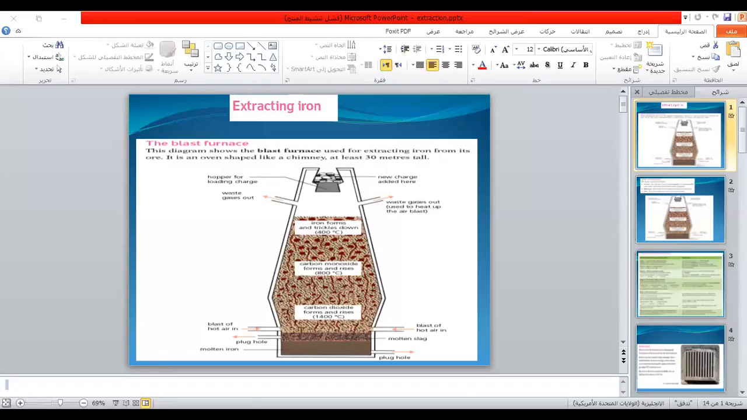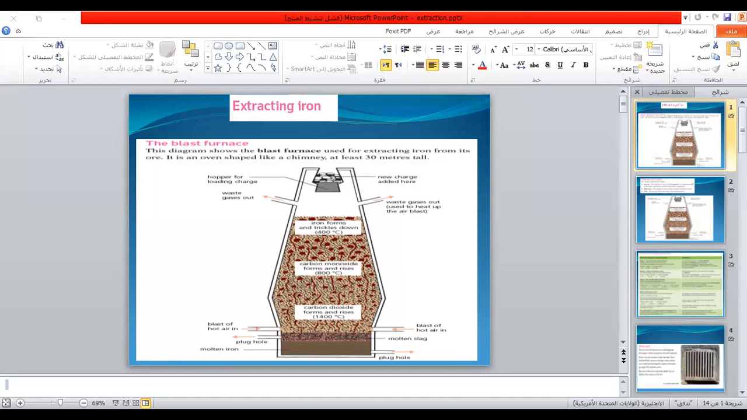Bismillahirrahmanirrahim. Today I'm going to talk about extraction of metals: extraction of iron from its ore, and extraction of aluminium from its ore. First of all, we will talk about extraction of iron.